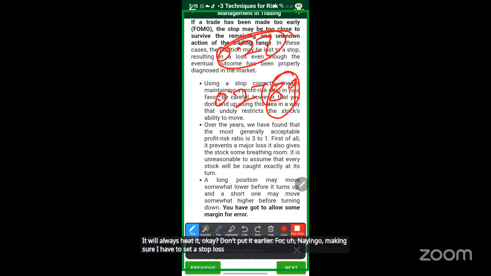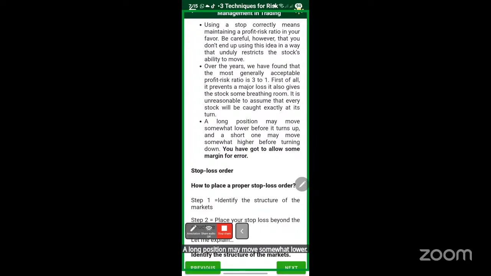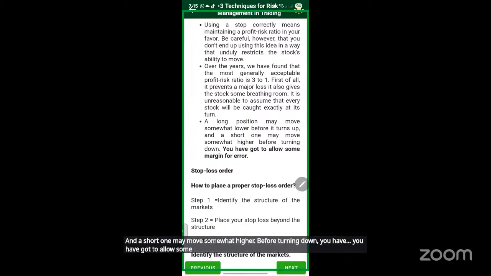Over the years, we found out that the most generally acceptable profitable ratio is 3-to-1. First of all, it prevents a major loss. It also gives the stock some breathing room. It is unreasonable to assume that every stock will be caught exactly as it's done. A long position may move somewhat lower before it turns up, and a short one may move somewhat higher before turning down. You have got to allow some margin for error.